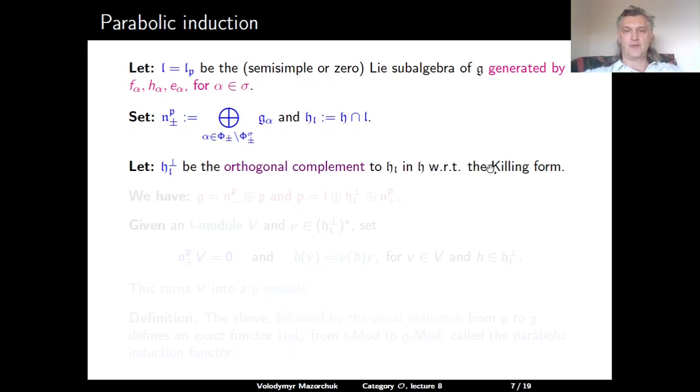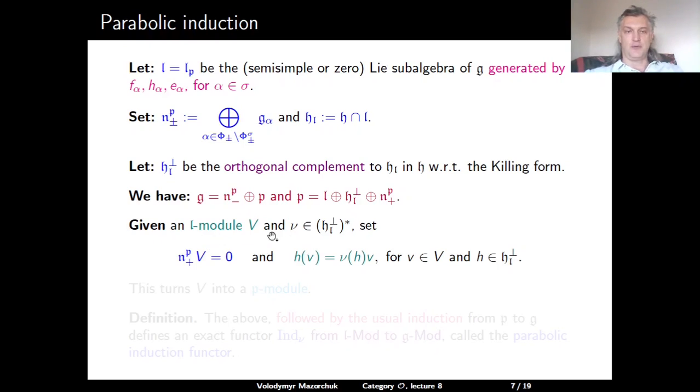We recall that the Killing form on H is non-degenerate, so for any subspace, in this case HL, we can define the corresponding orthogonal complement. From these definitions, we have the decompositions that the whole algebra G decomposes into a direct sum of our parabolic subalgebra P and the negative part n minus P, and the parabolic subalgebra P itself decomposes into a direct sum of the semisimple part L, the abelian part HL orthogonal complement, and the nilpotent part n plus P. So n plus P is usually called the nilpotent radical of P.